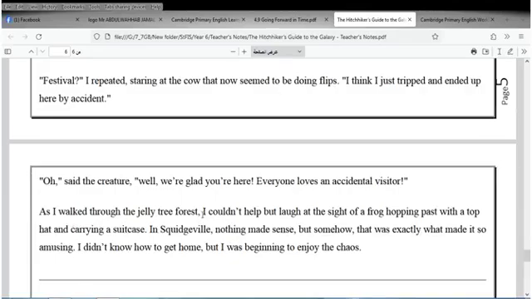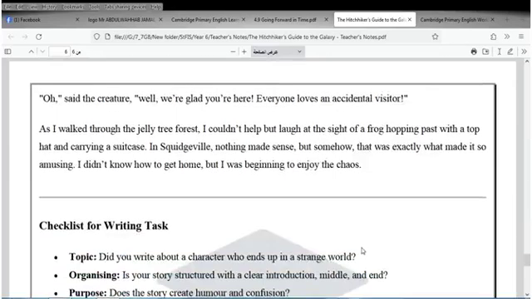As I walked through the jelly tree forest, I couldn't help but laugh at the sight of a frog hopping past with a top hat and carrying a suitcase. In Squidgeville, nothing made sense, but somehow that was exactly what made it so amusing. I didn't know how to get home, but I was beginning to enjoy the chaos and like the place.